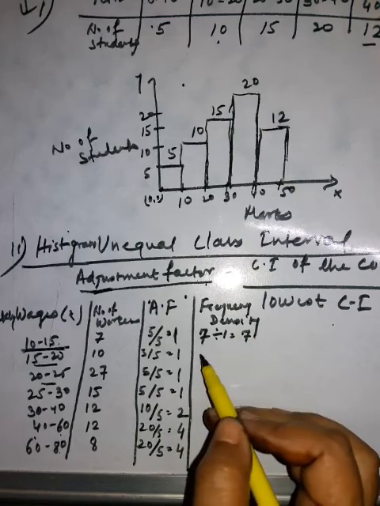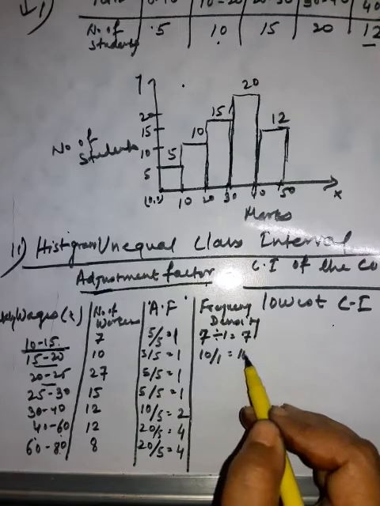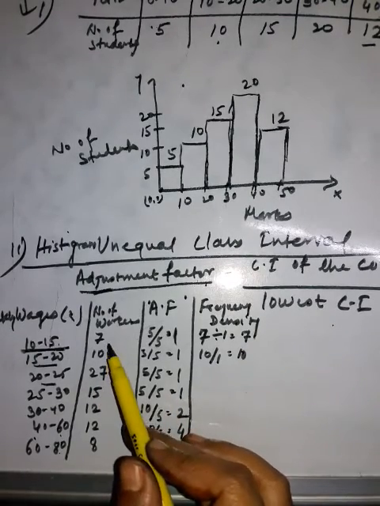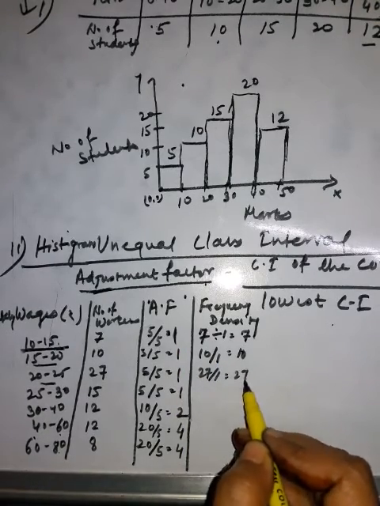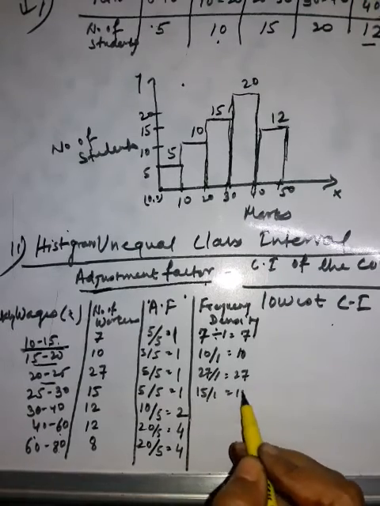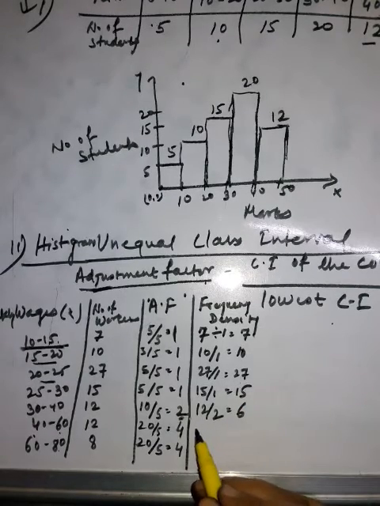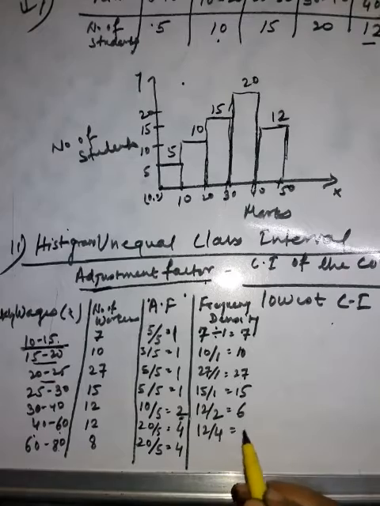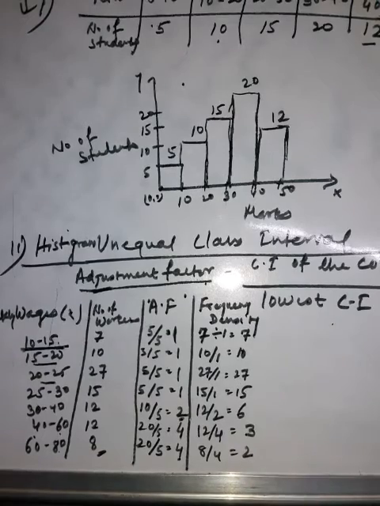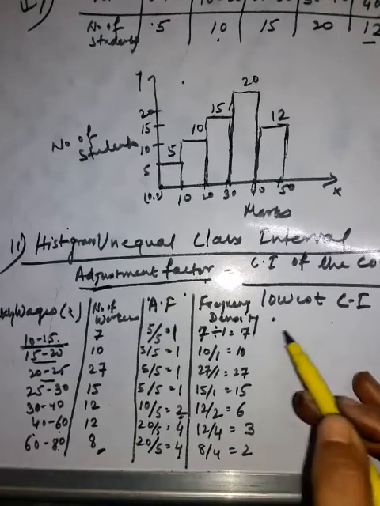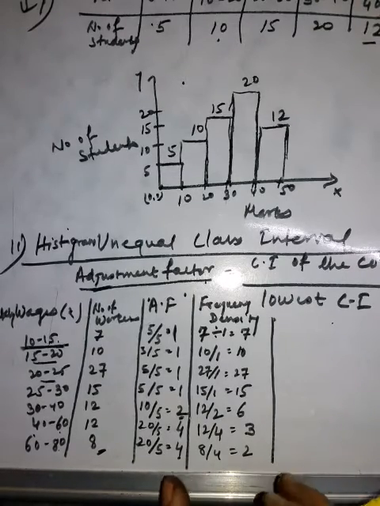Then we have to find the frequency density, that is here 10 by 1, that is 10. We have to divide the frequency by the adjustment factor. So 27 by 1, that is 27. 15 by 1, that is 15. Then 12 by 2, that will be 6. And here 12 by 4, that is 3. 8 by 4, that is 2. That is the frequency density. On the basis of the new frequency density, we have to draw a histogram.